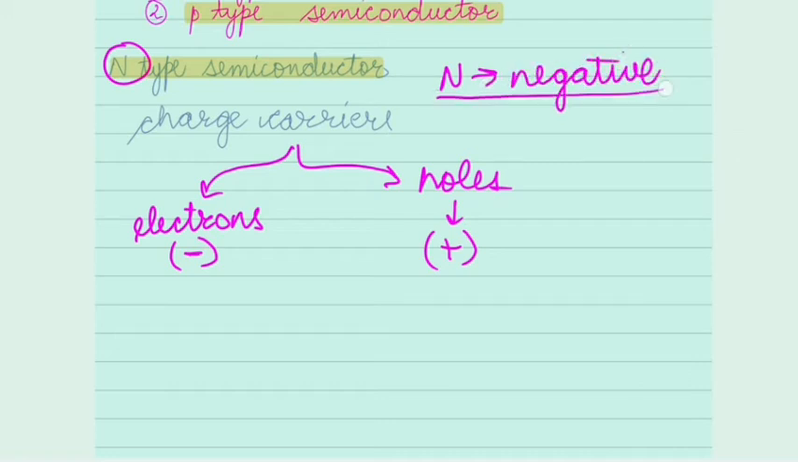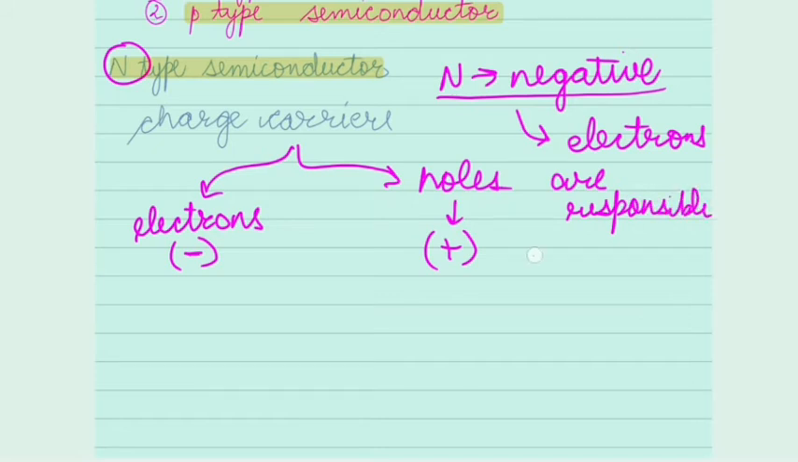Now, how will we make these semiconductors? If this is negative, it means the majority current will be carried by electrons, meaning electrons are responsible for the current. But how? Let us take one example. If I have one semiconductor, this semiconductor can be germanium or silicon.